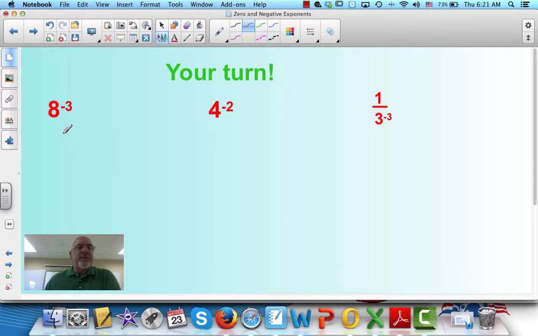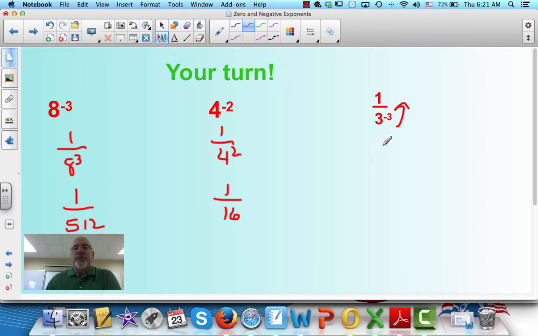Okay, 8 to the negative 3 would be 1 over 8 cubed. And whenever you have a number, go ahead and work it out. 8 times 8 is 64, times 8 is 512. So that would be 1 over 512. 4 to the negative 2 would be 1 over 4 squared, which would be 1 over 16. And 1 over 3 to the third, that means you're going to move this to the top. So that's going to be 3 to the third equals 27. I hope you got each one of those.